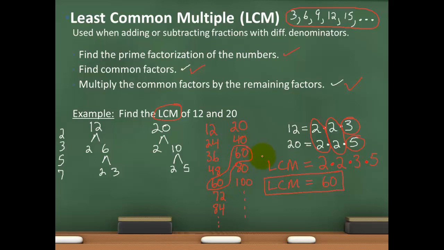All right? So for numbers like 12 and 20, that may be easy. But for numbers like 157 and 385, that may be a little bit difficult, all right? And so that's why we have this process of going through the prime factorization to help us find the least common multiple, okay?